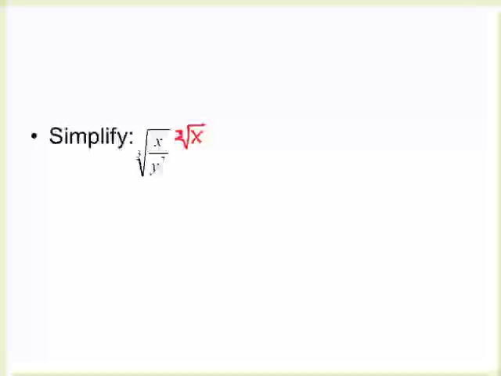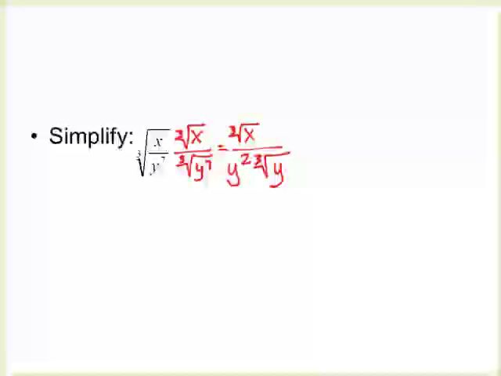That y to the 7th can be simplified. As we did in the last question, how many times does 3 go into 7 evenly? 2. So y squared can come out. What's left over? 1y. So 1y is stuck inside.